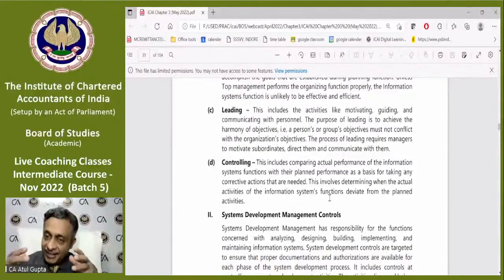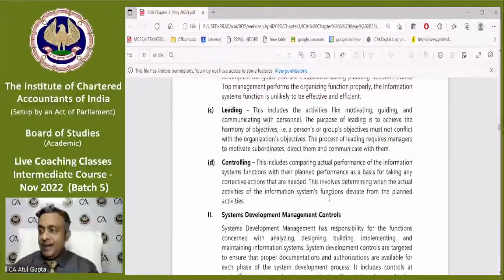And controlling, ensuring that the performance is as desired. I'll just refresh my chat to see if I have received answers.